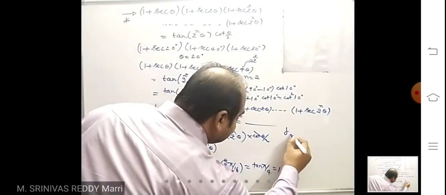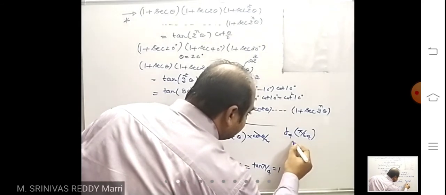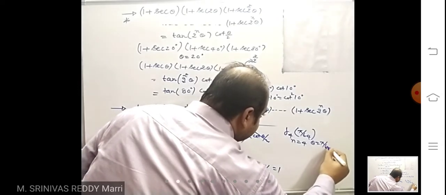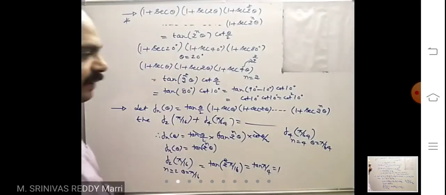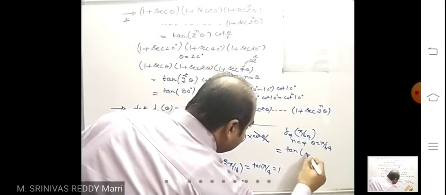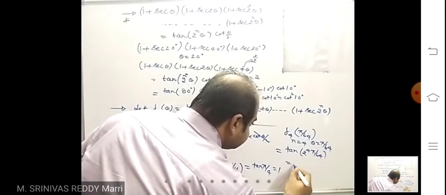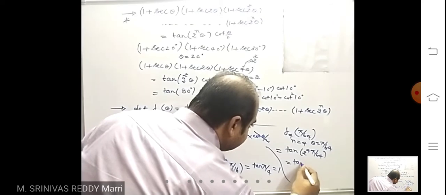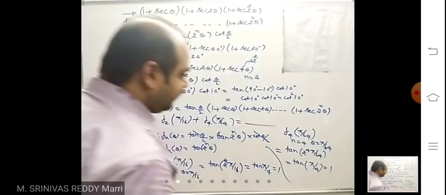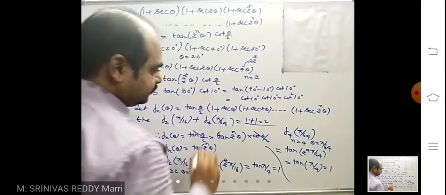Suppose you have to calculate f4 of pi by 64. That means here n equal to 4, theta equal to pi by 64. In this, if you substitute tan 2 power 4 into pi by 64, so your answer will be 16 into pi by 64. That is tan pi by 4, 1. So therefore this answer will be 1 plus 1, that is 2. Like that he will ask.